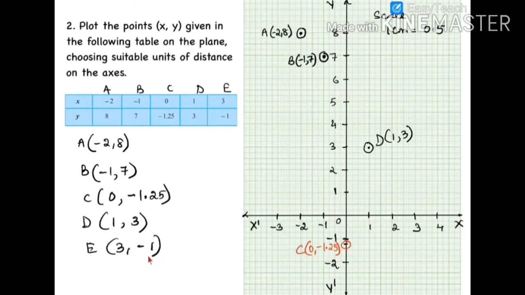Likewise, point E has x coordinate 3 and y coordinate -1. So from the origin, you will move 3 units along the positive x-axis and 1 unit along the negative y-axis. So we reach here. This point is E.